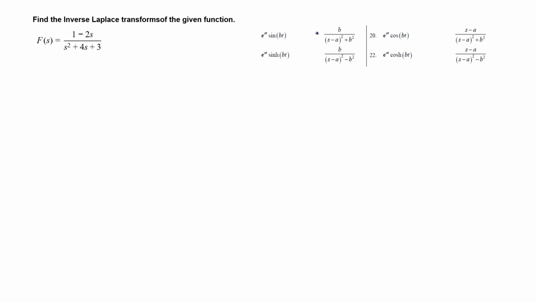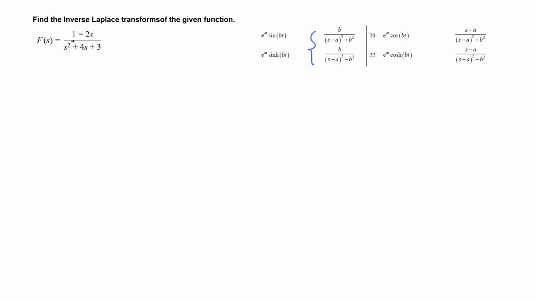Look at these two formulas. When we have plus in the middle, we get the regular sine. When we have minus, we get the hyperbolic sine function. Same thing for cosine. So on the top, if you have s, then it goes to cosine. If you have just a constant, it goes to sine. In this question, we have s as well. So let's write down the bottom as a sum of two squares or a difference of two squares.